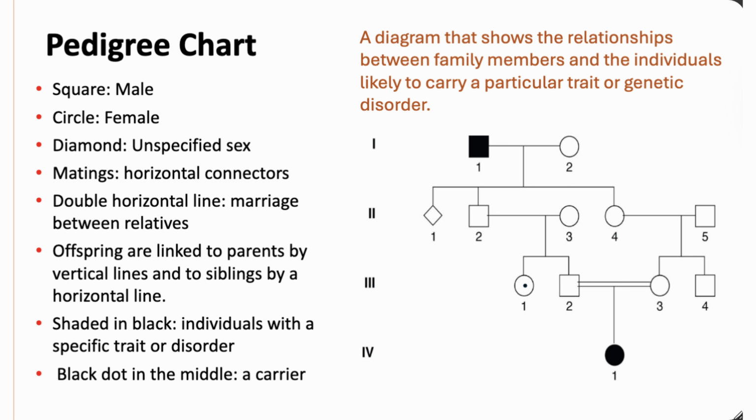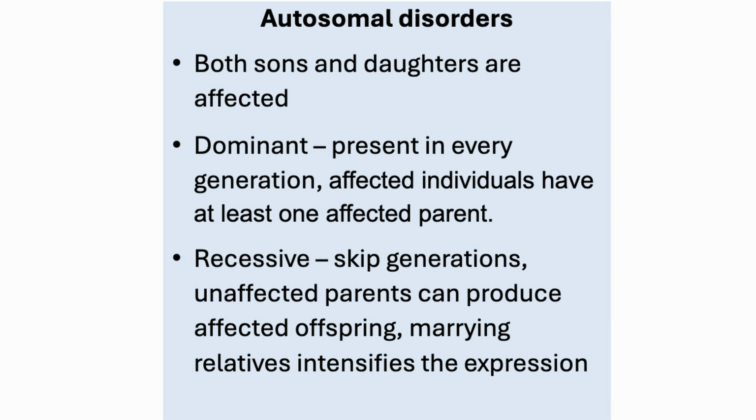These are the types of inheritance that you must be able to identify. Autosomal dominant / recessive. In these traits, both sons and daughters are affected. In dominant traits, they are present in every generation. Affected individuals have at least one affected parent. In the recessive version, it usually skips generations, and unaffected parents can produce an affected offspring.